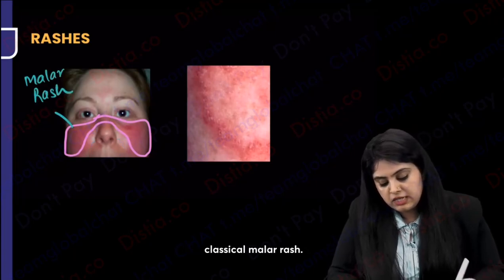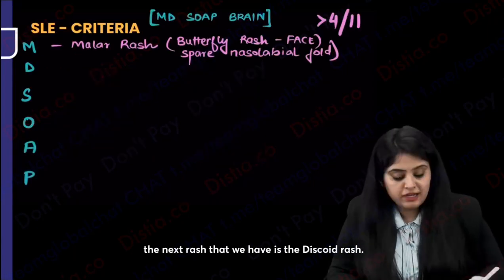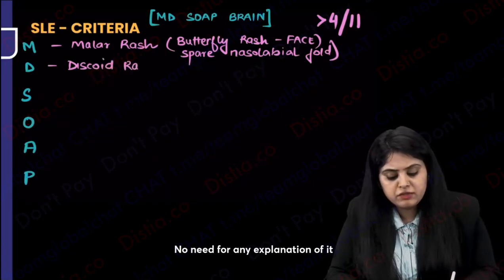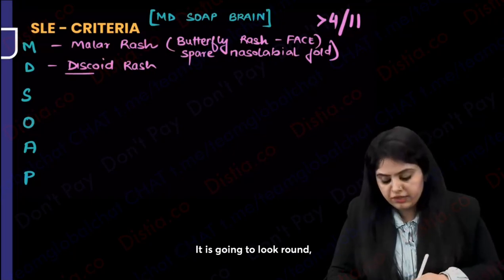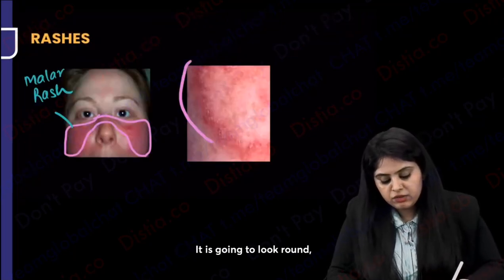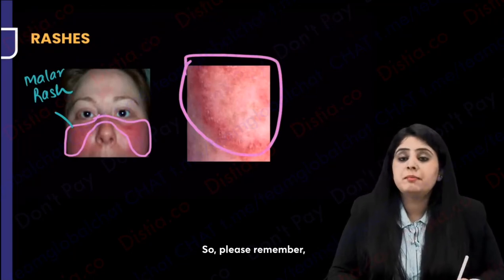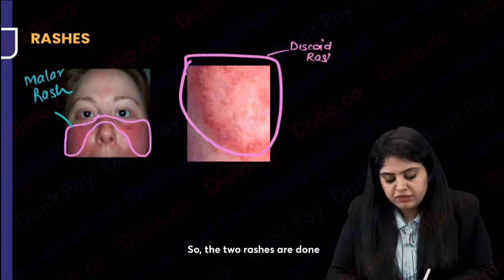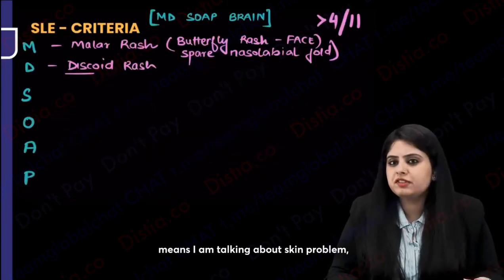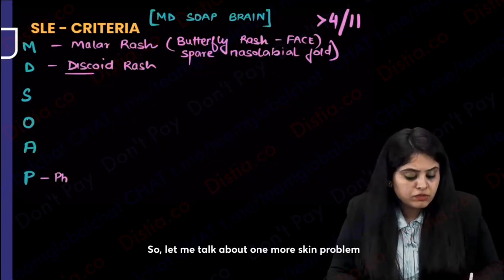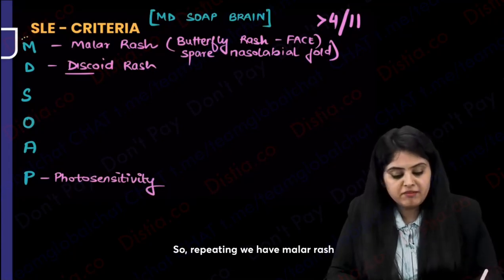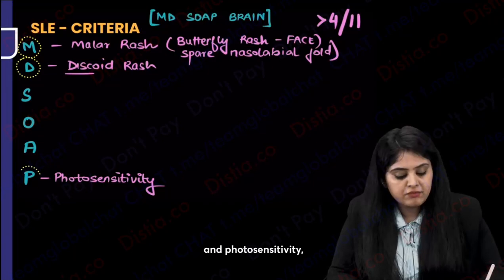Now, once we've analyzed the malar rash, the next rash that we have is the discoid rash. No need for any explanation because the name itself is enough. It is going to look round, like a discoid. So please remember, malar rash, and the other round one is the discoid rash. Perfect. So the 2 rashes are done, meaning I'm talking about skin problems. Let me talk about one more skin problem, and that is photosensitivity. Photosensitivity is the next skin problem that we have. So repeating, we have malar rash, discoid rash and photosensitivity.